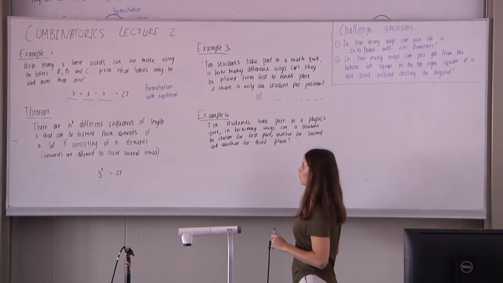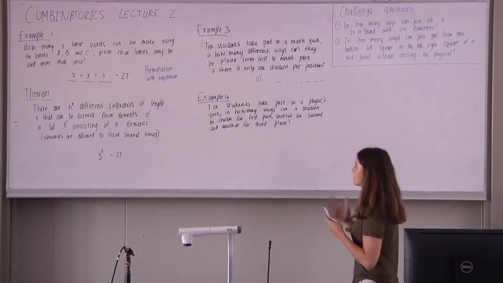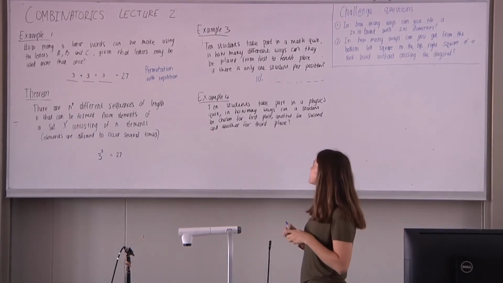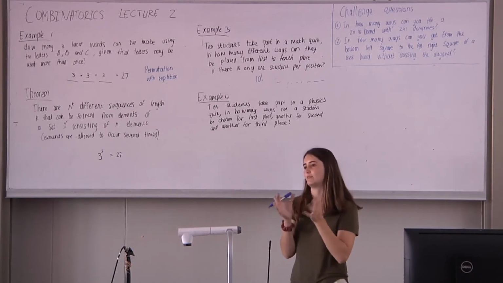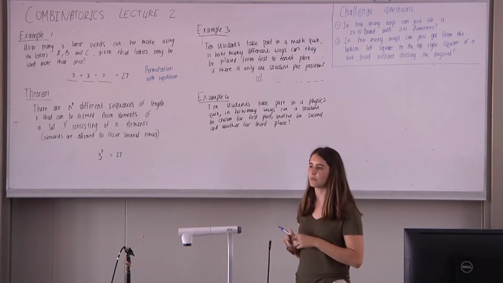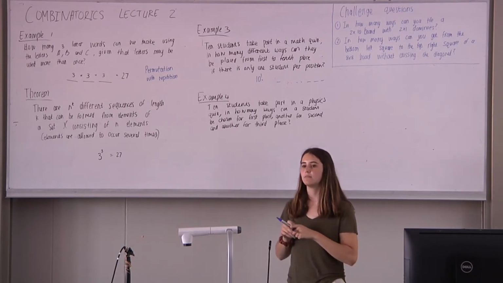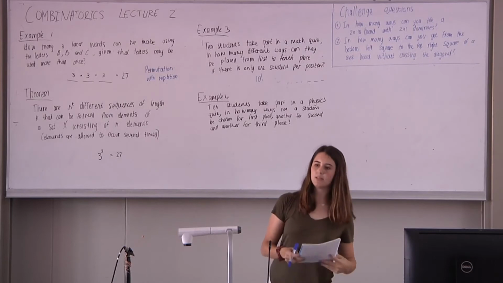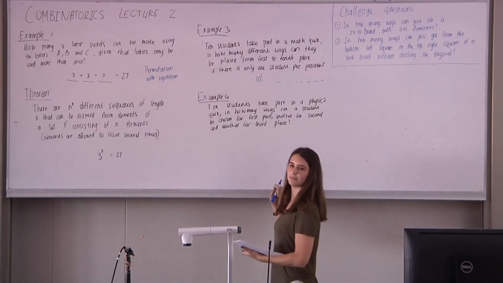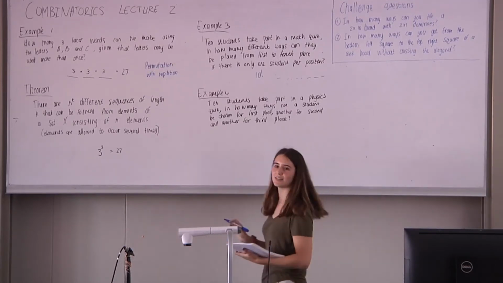Then for example 4, we again have 10 students, but in this case we don't care about everyone that's fourth and onwards. We only care about first, second, and third. So, 10 choose 3. And what is 10 choose 3? 10 factorial. Oh, you guys are smart.